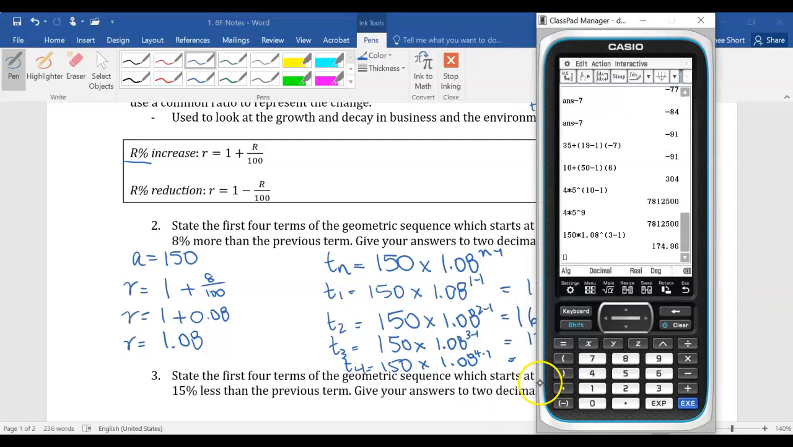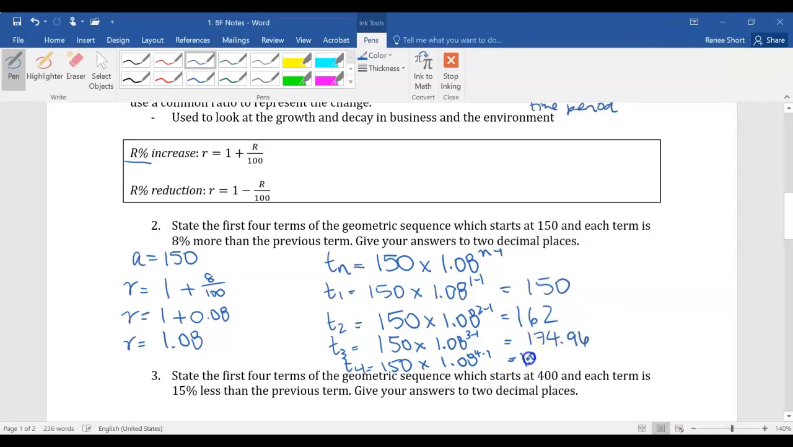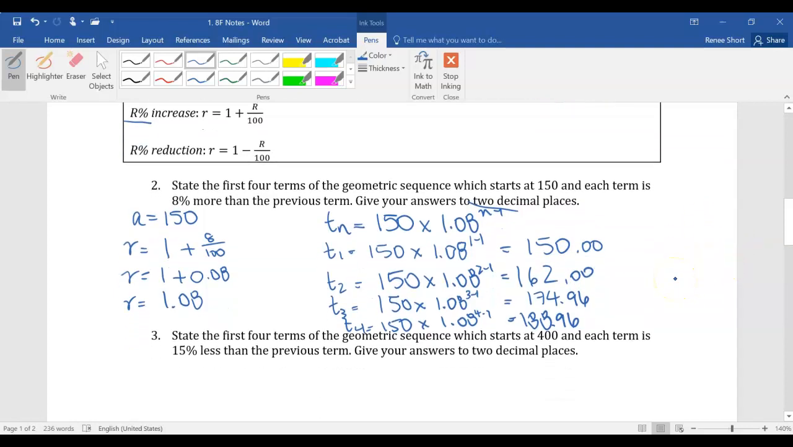And if I do it for n equals 4, I'll just change that there, and it says to 2 decimal places, so 188.96. And technically it said give answers to 2 decimal places, so these up here I actually need to add on the zeros. So that there is a percentage increase that I'm working with.